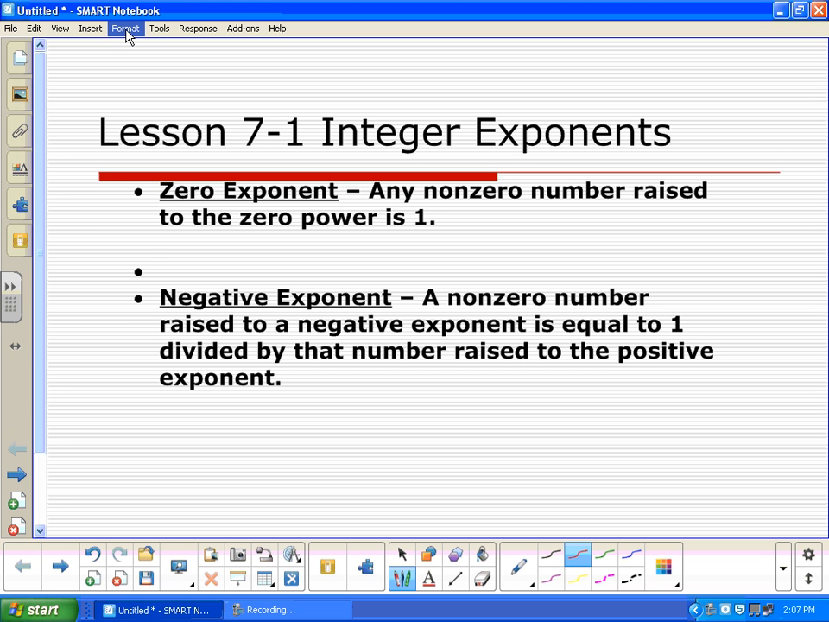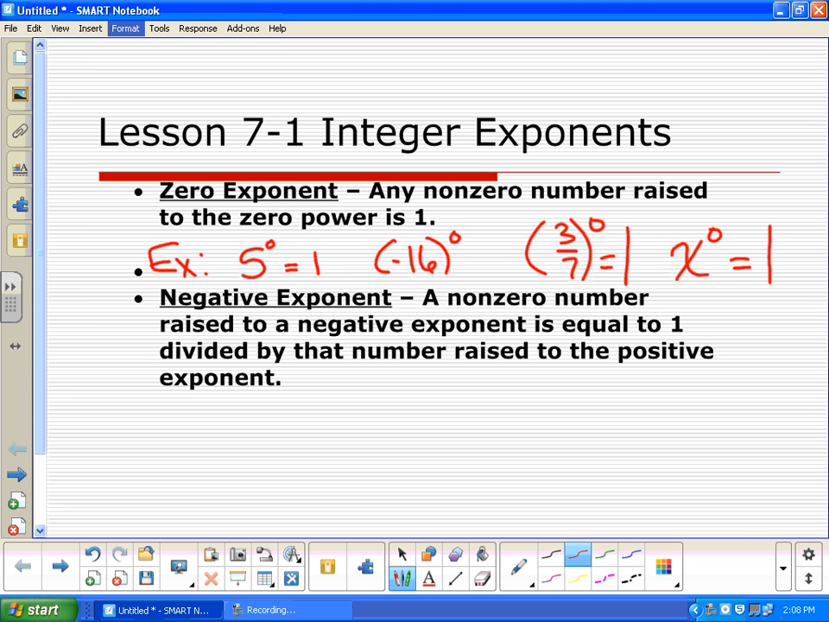Here are some examples. 5 to the 0 power is 1. Negative 16 to the 0 power is 1. A fraction, 3/7 to the 0 power, is 1. In general, we can say any number raised to the 0 power is 1. So if you see something raised to the 0 power, you know your answer is 1.